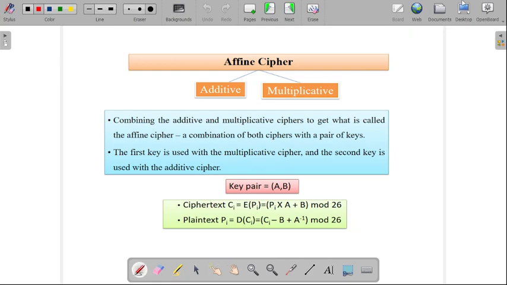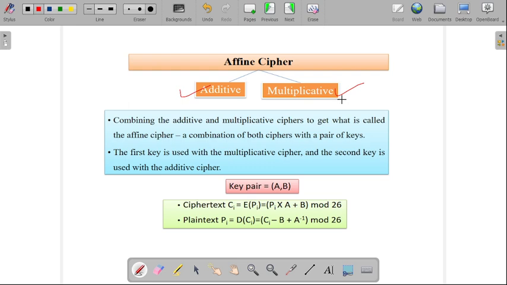Hello everyone, in this video we will see what is meant by affine cipher and its example. The affine cipher is a type of substitution cipher and it is the combination of additive cipher and multiplicative cipher. The additive cipher is nothing but our Caesar cipher, or generalized Caesar cipher.